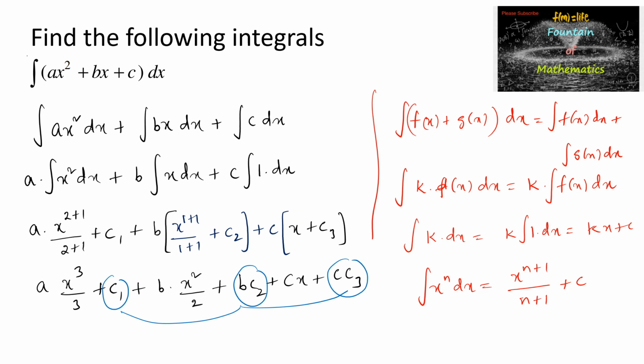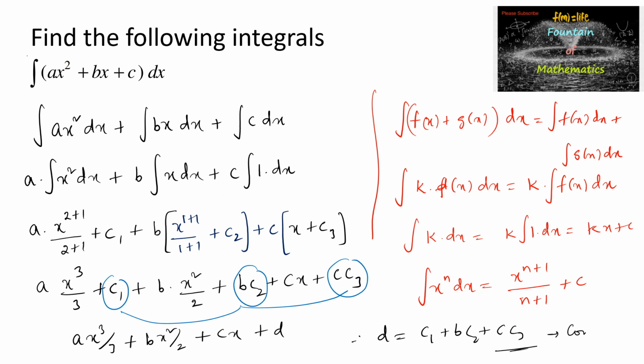So here we can give the answer a into x power 3 divided by 3 plus b into x square by 2 plus cx plus some d, where d is equal to c1 plus bc2 plus cc3. It's a constant. So the answer is ax power 3 by 3 plus bx square by 2 plus cx plus d. Okay.